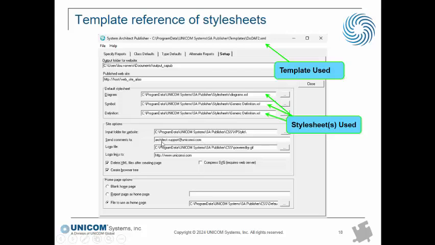Send comments to. This will put out a little email button on the output pages, so that someone could automatically email someone about a particular page in the output and say, hey, maybe there's something that needs to be done on this page, or this diagram is missing something, what have you. Here's where you can specify a logo file for your own output, and then the logo would link to a particular website. Various other options in here.